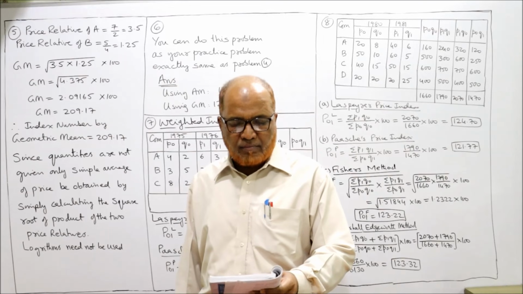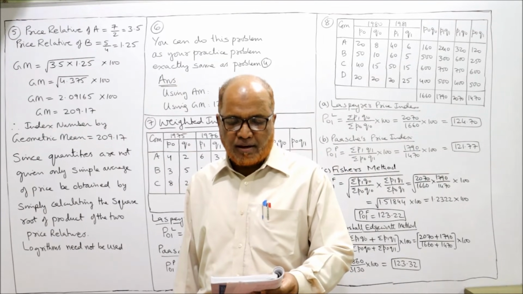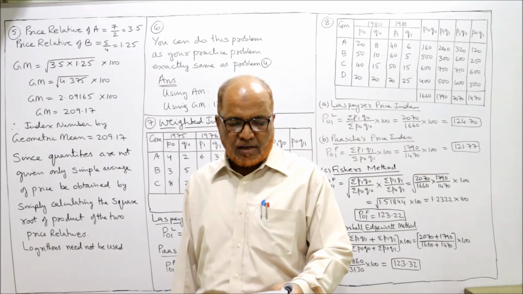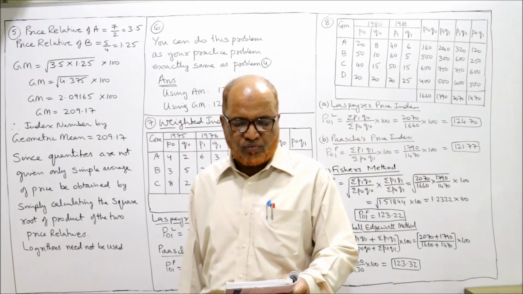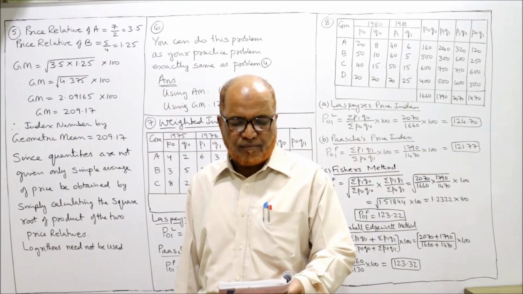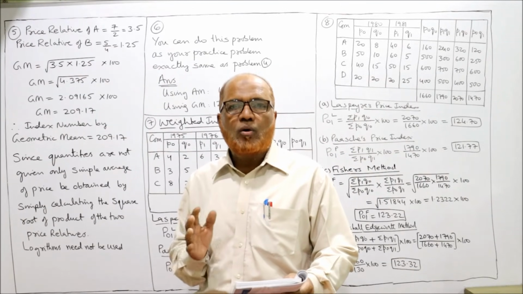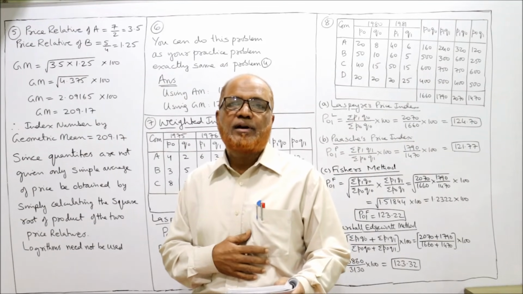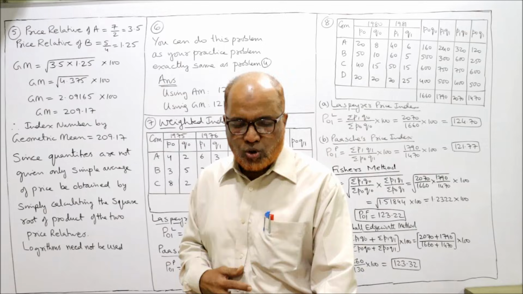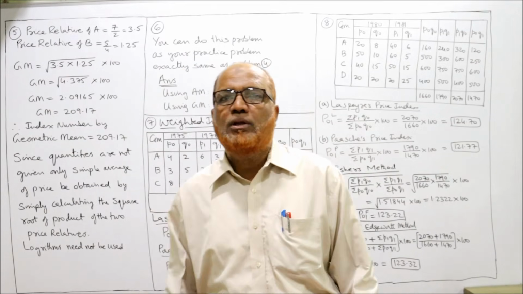Commodities A and B are given base year price, current year price. Base year price are 2, current year price is 7 for A. For B, base year price is 4 and current year price is 5. So we are not given any quantities. We are given only prices and we have to apply the geometric mean method. So in geometric mean, easily we can find out the price relatives.